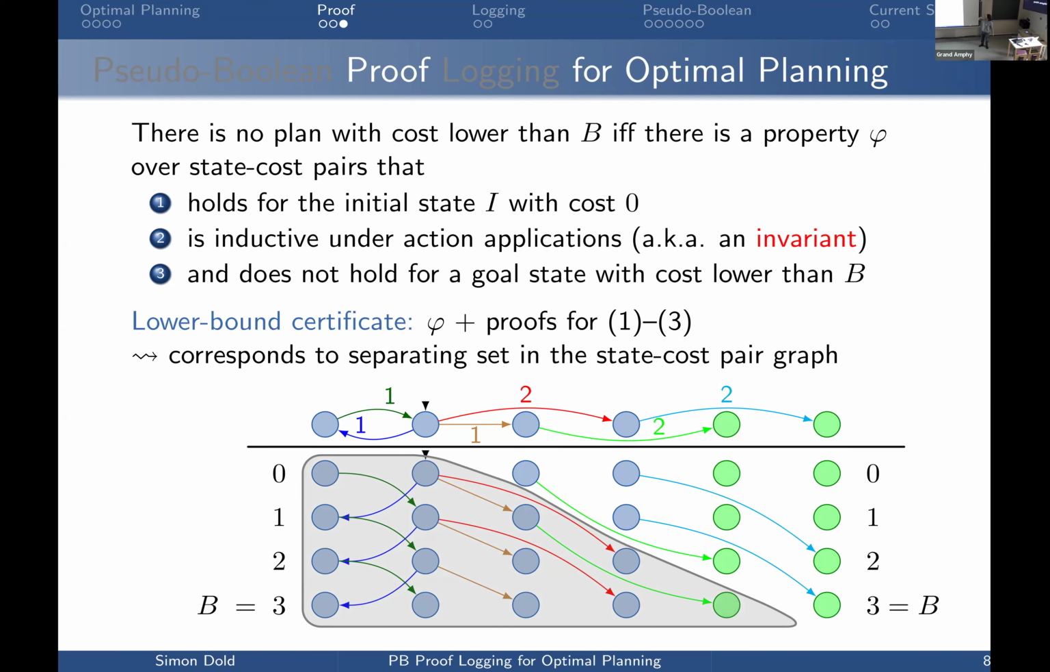And we can quickly confirm the 3 properties. The initial state with cost 0 is here, and it is inside the set. There is no goal with cost lower than B. There is one with cost B, that's okay, but lower than that, there's no goal state. And it is invariant, or inductive, and that we see because there is no outgoing arrow from the set. And that should convince everyone that no plan with costs 2 or lower exists.